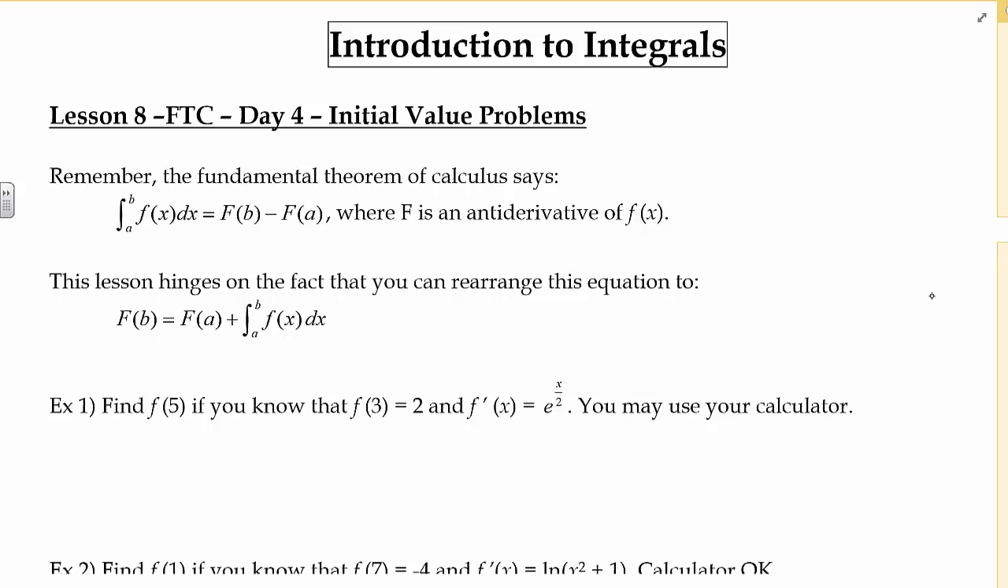All right, so this is day 4, the final day of the fundamental theorem of calculus. And so the first thing I want to talk about is, again, what the fundamental theorem of calculus says, which is this: the integral from a to b of f of x dx equals capital F of b minus capital F of a, where capital F is an antiderivative of f of x. So in other words, if you want to evaluate a definite integral, you take an antiderivative, plug in the bounds, and subtract. All right? That's what we've been using.